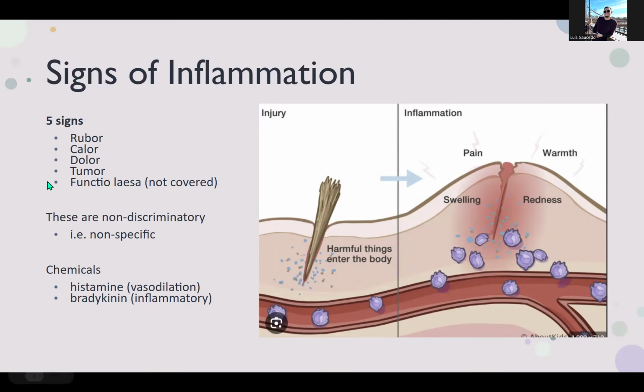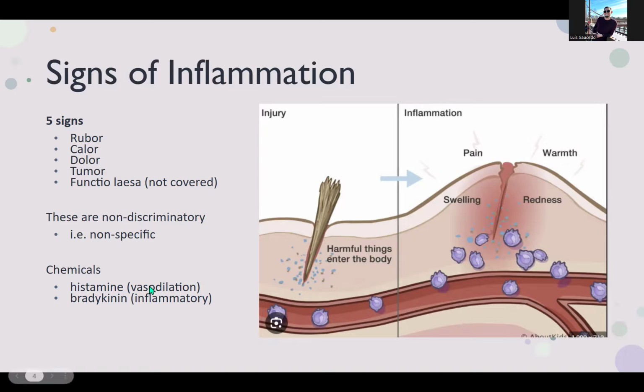So again, the biggest thing for inflammation for this exam is remembering the five signs. Oh, sorry, the four signs: rubor, calor, dolor, tumor. There's like one slide on this in Dr. Curley's notes. It has a bit of the details, but it's not too bad. And then understanding the chemicals that are involved.